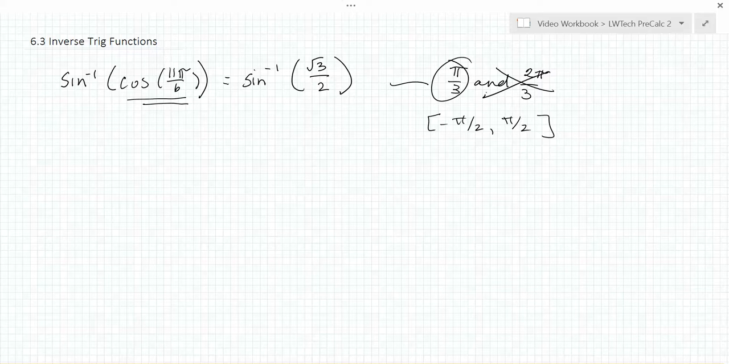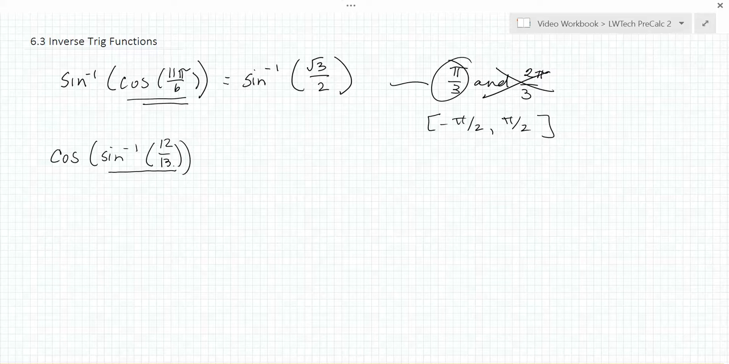Our next example becomes a little bit more complex. Here, we'd like to evaluate the expression cosine of the inverse sine of 12/13. If we try to find an exact answer for the inverse sine of 12 over 13, we have a slight problem since this is not one of our commonly known numbers. Generally, we default to our calculator, but these problems very specifically will ask for an exact answer.